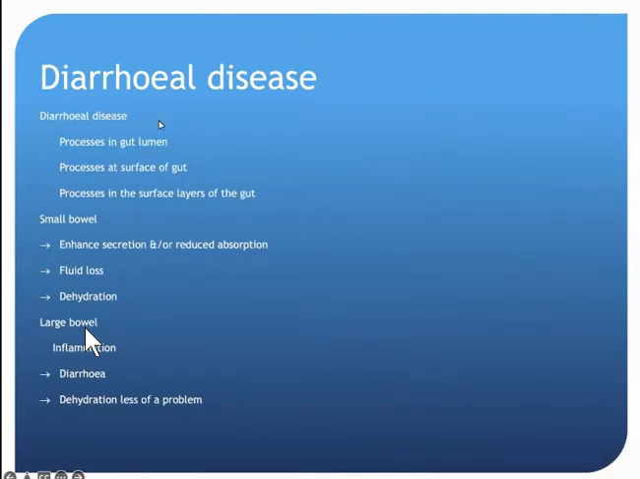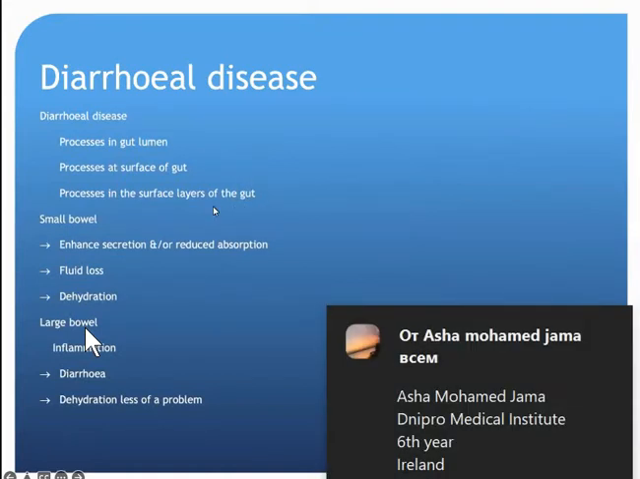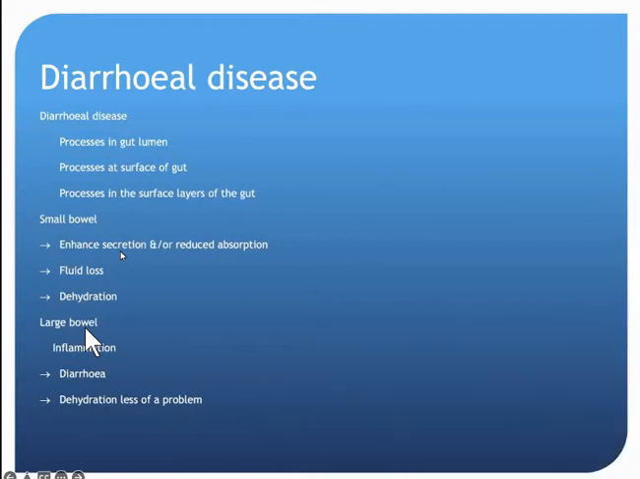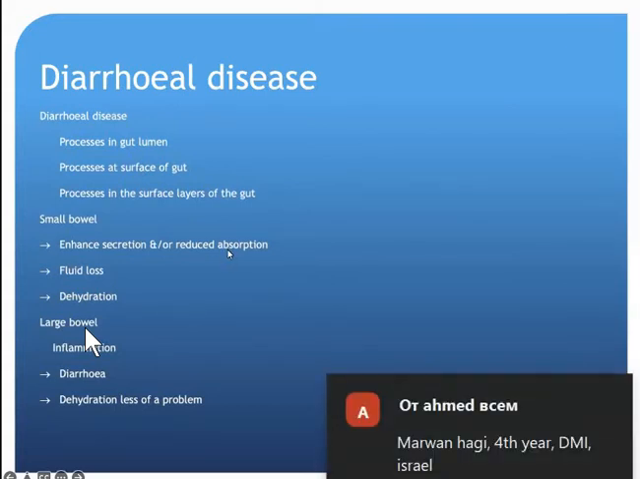Now, diarrheal disease is a process of the gut lumen, and it's processes that happen at the surface of the gut, and in the different layers of the gut. So when you look at the small bowel, you have an increase in the amount of fluid being excreted into the bowel, and a decreased absorption of the fluid coming into the bowel. So any fluids or foods that are swallowed and ingested by your patient will start to be absorbed in the small bowel, but when you have diarrheal disease, that is not happening, and therefore it goes straight through.